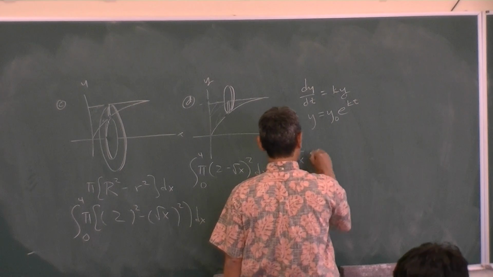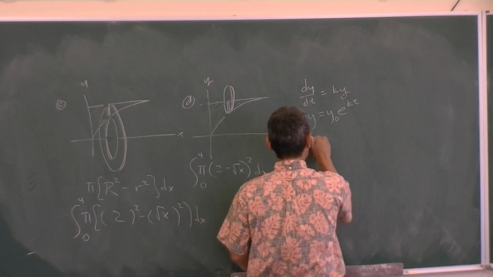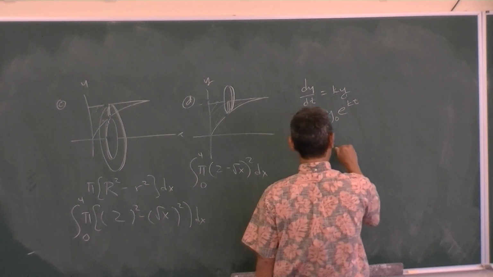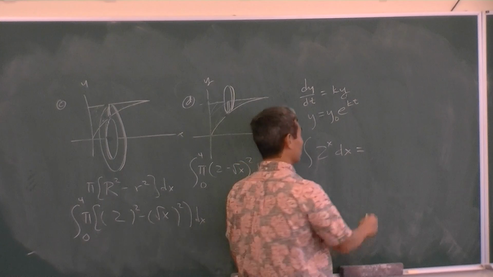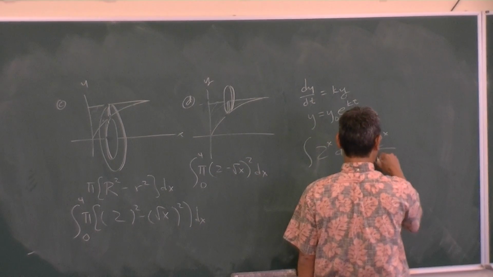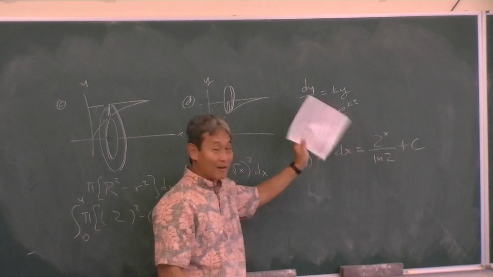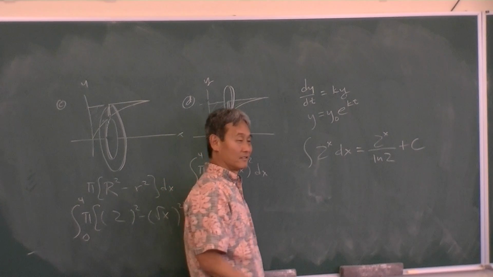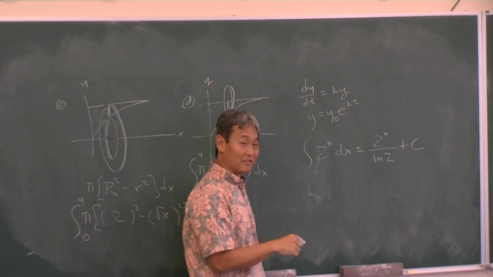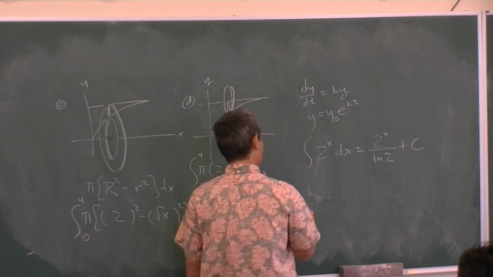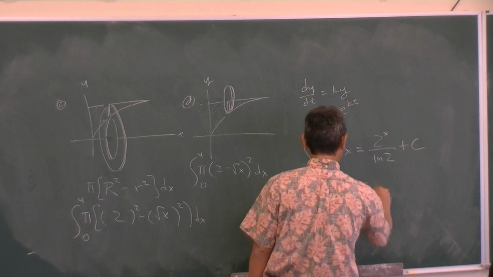dy/dx. No, I changed my mind. The integral of 2 to the x dx. Wrong. Plus C. You don't put that plus C, you get a minus 1. I thought it was times natural log 2. That's the derivative. The derivative of 2 to the x. See, show me you know something.